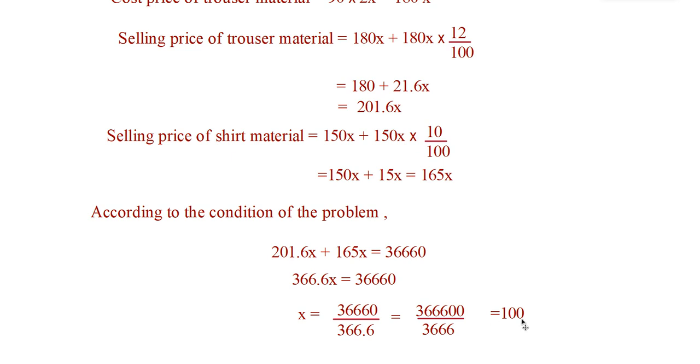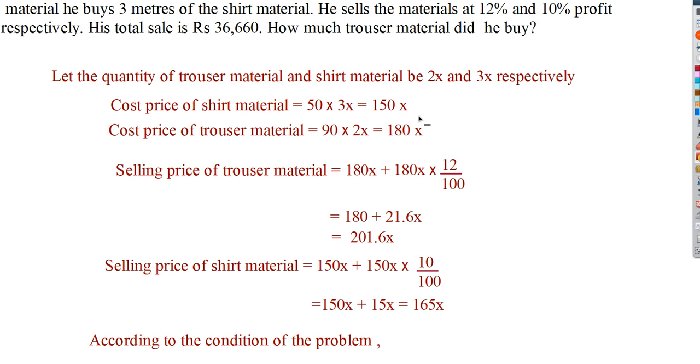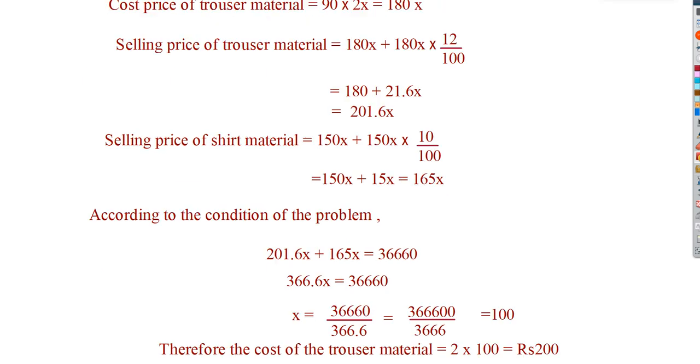But you have to find the amount for the trouser material. It is given that trouser material is equal to 2x. So we can conclude the cost of the trouser material is equal to 2 into 100, that is rupees 200.